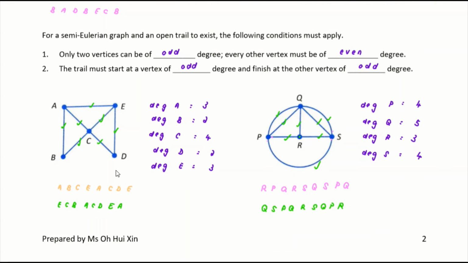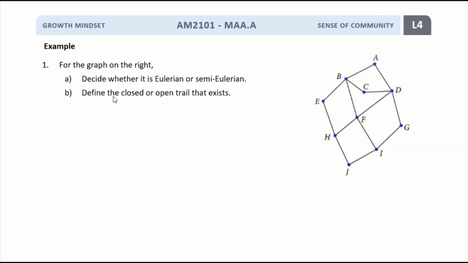So let's go through two simple examples before we move on to Hamiltonian. Example 1. For the graph on the right, decide whether it is Eulerian or semi-Eulerian. Define the closed or open path that exists. We know that to decide this, we need to check the degree of all the vertices here. You can pause the video and try it yourself first, finding out the degree of all the vertices here.